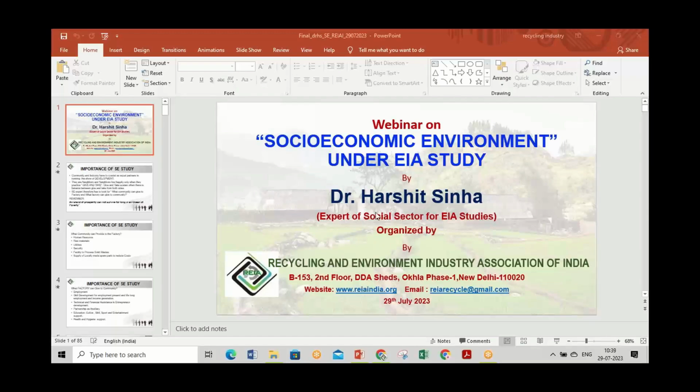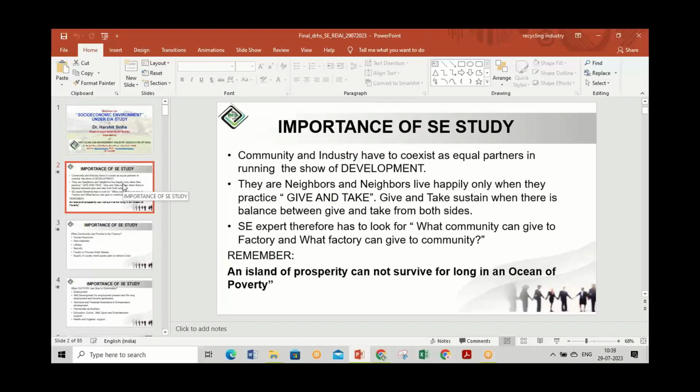So I just want to introduce the subject. Next slide please. See, friends, you will agree with me that the community and industry have to coexist. After all, whatever developmental activity or developmental planning we are doing, for whom we are doing, there are only 2 purposes of developmental activity. Number 1, to improve the economic conditions of your country, and secondly, to improve the quality of life of the community. These are the two basic purposes of developmental activities.